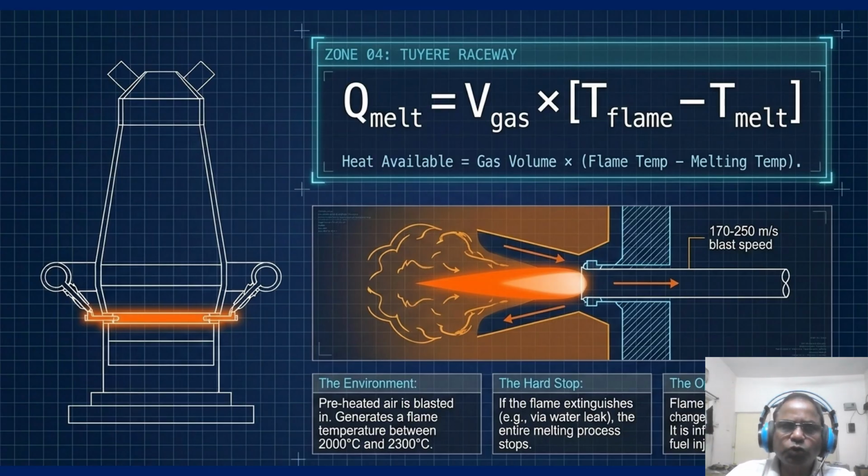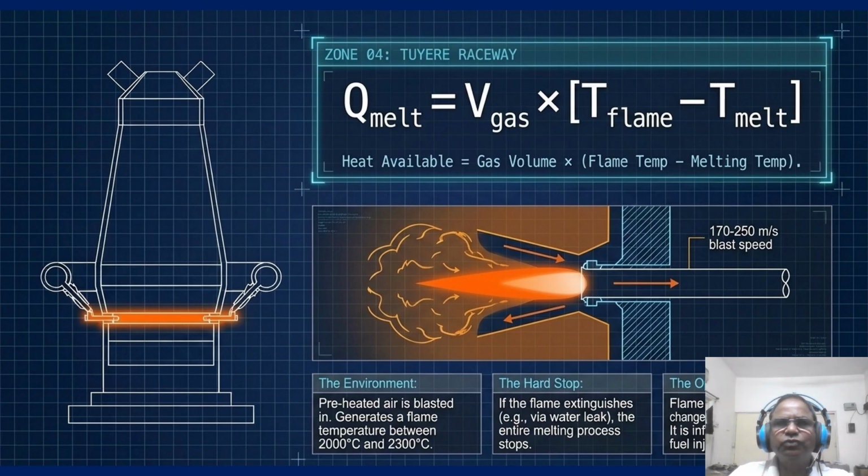Now coming to controlling the flame temperature as the engine of melting, we can see this zone 4 is the tuyere raceway, the engine room of the furnace. The formula for heat availability is gas volume multiplied by the difference between the flame temperature and the melting temperature. So we blast preheated air into the furnace to generate a flame between 2000 to 2300 degrees Celsius. As an operator, your levers are oxygen enrichment, fuel injection, and moisture control. So these are what you use to keep that flame temperature in the sweet spot.